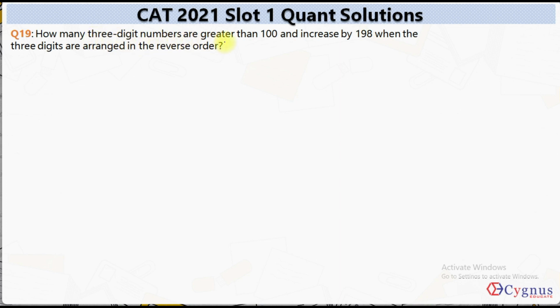How many 3-digit numbers are greater than 100 and increase by 198 when the 3 digits are arranged in the reverse order? So if you assume that original number is ABC, the reverse of this would become CBA. In the reverse number and the original number, the difference is already given equal to 198. If you try to write the number in terms of place value, this becomes 100C plus 10B plus A minus original number was 100A plus 10B plus C. The difference is already given equal to 198.